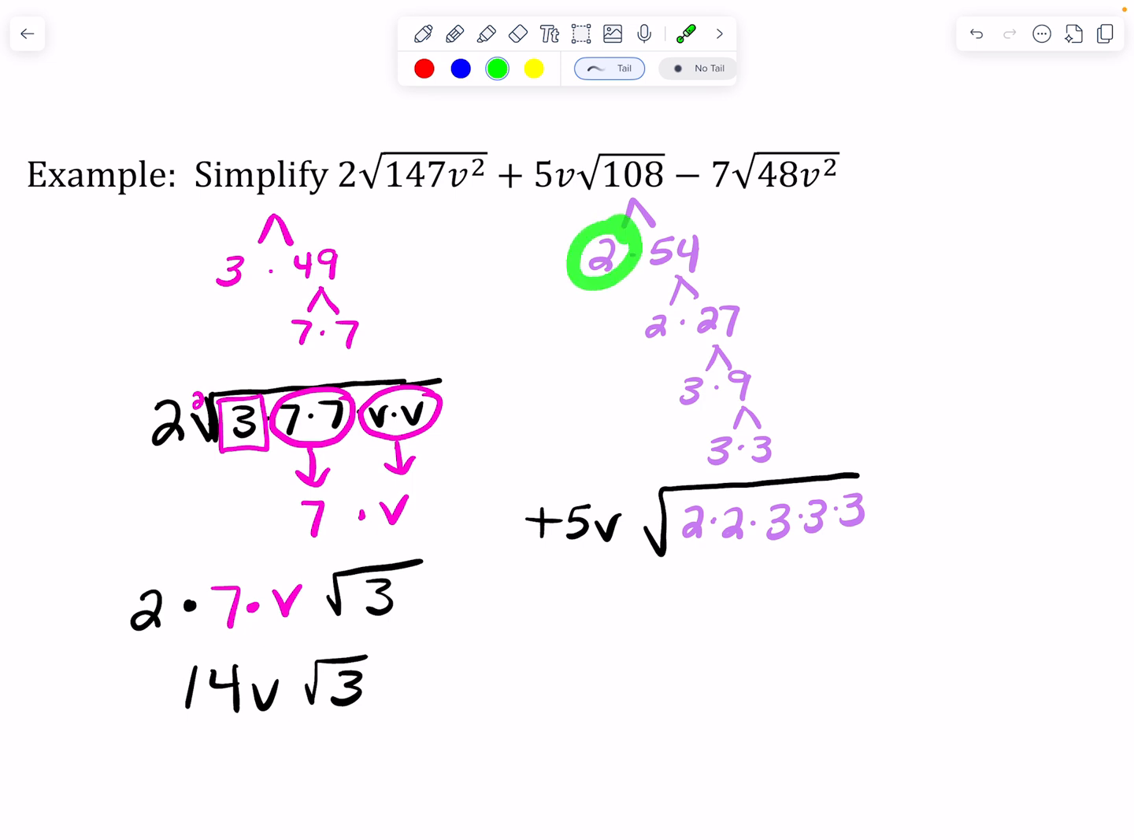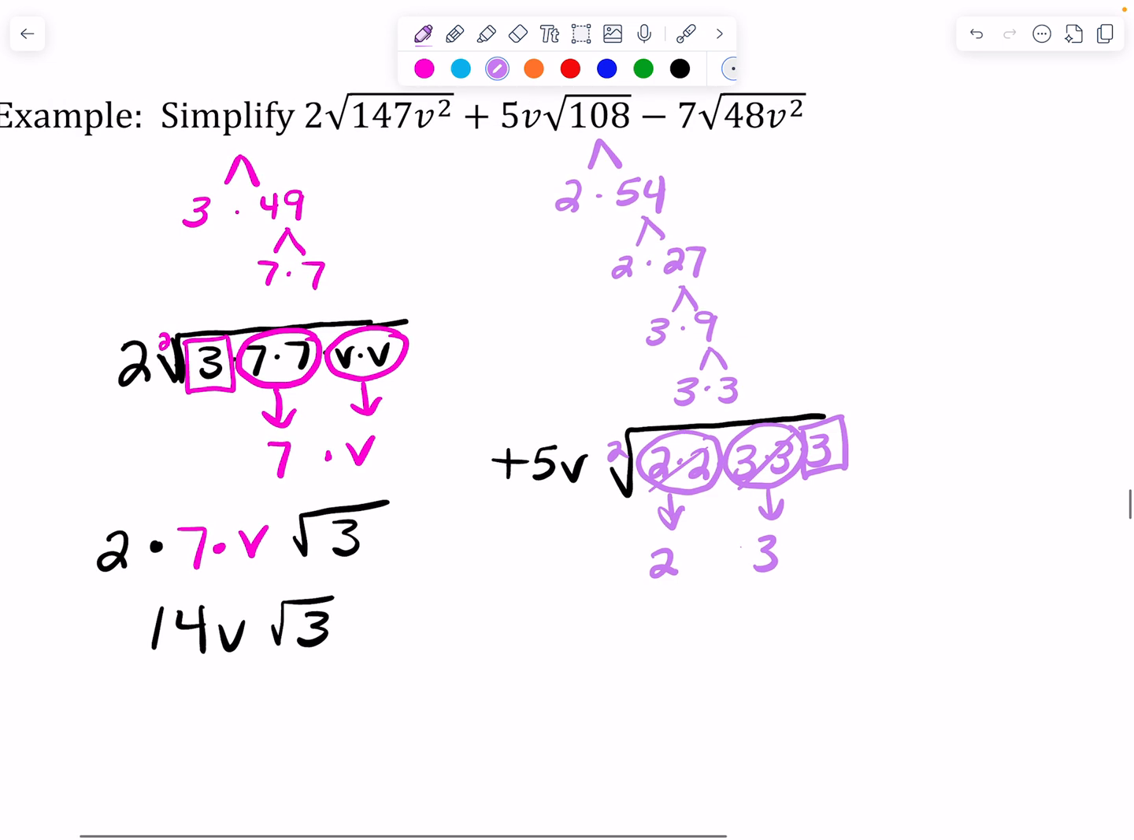That's going to come from 2, 2, 3, 3, and 3. So again, our index here is a 2. So we're looking for groups of 2. So we have 2 2s. So we know a 2 is going to come out. We have 2 3s. So we know a 3 is going to come out. And we have 1 3 left over. So we know that's going to stay underneath.